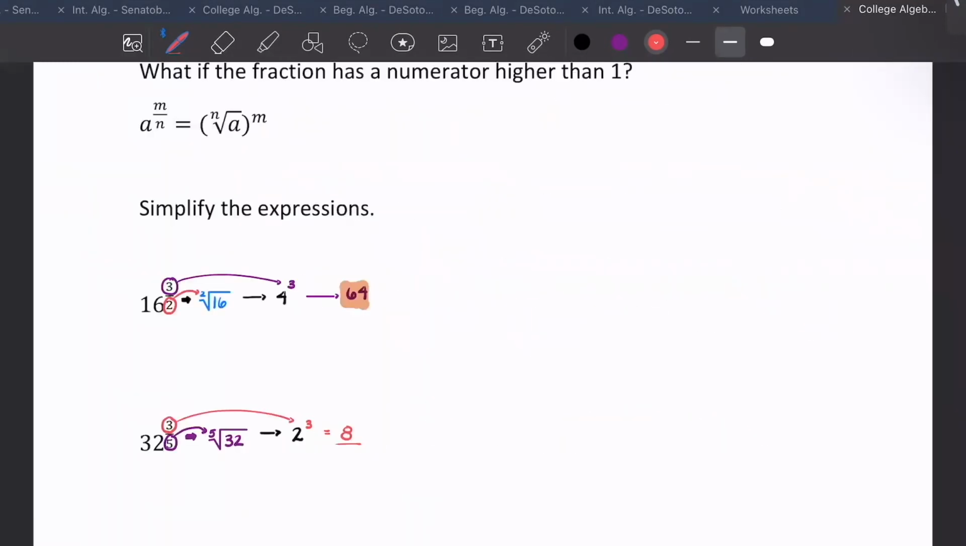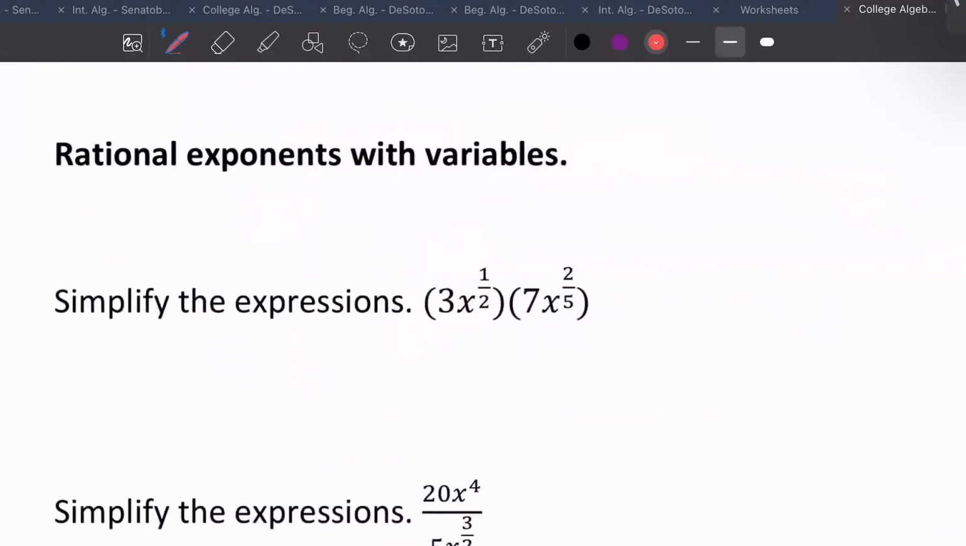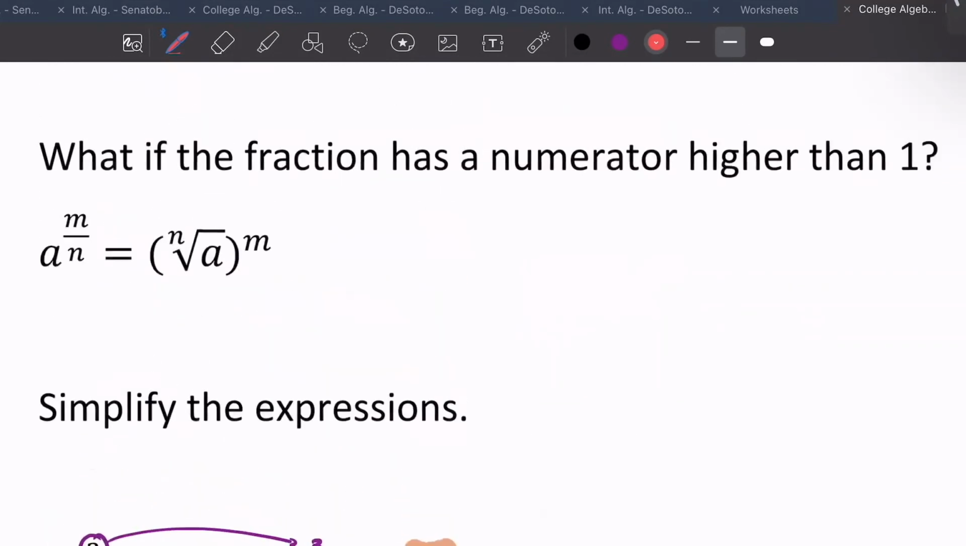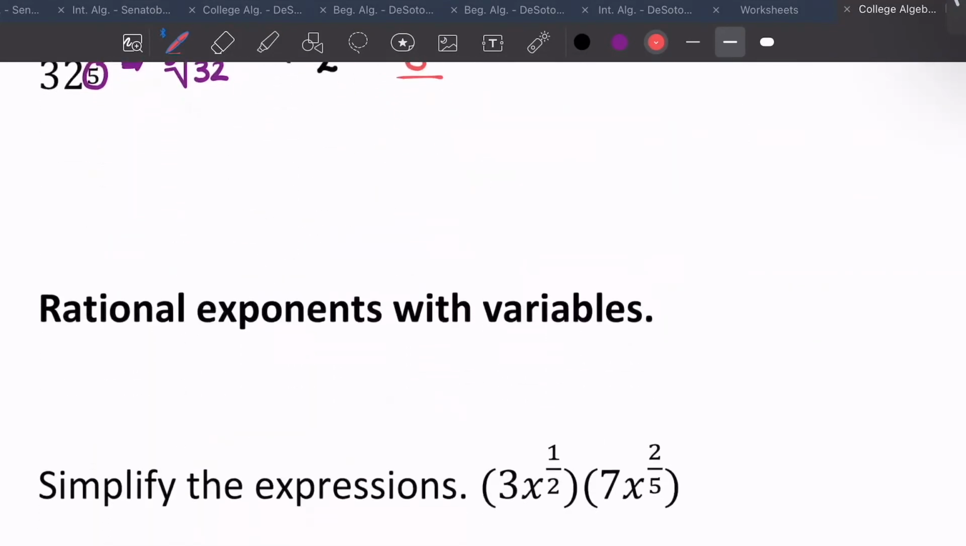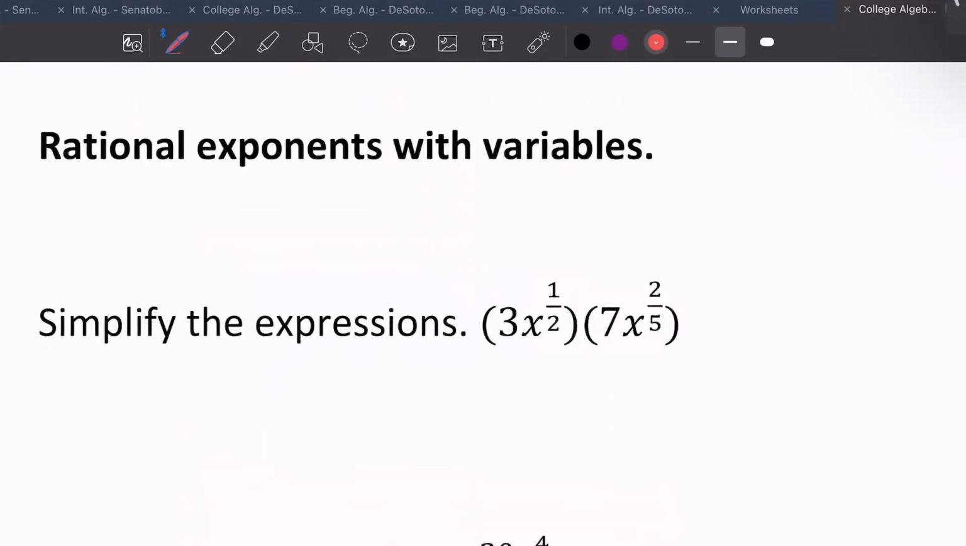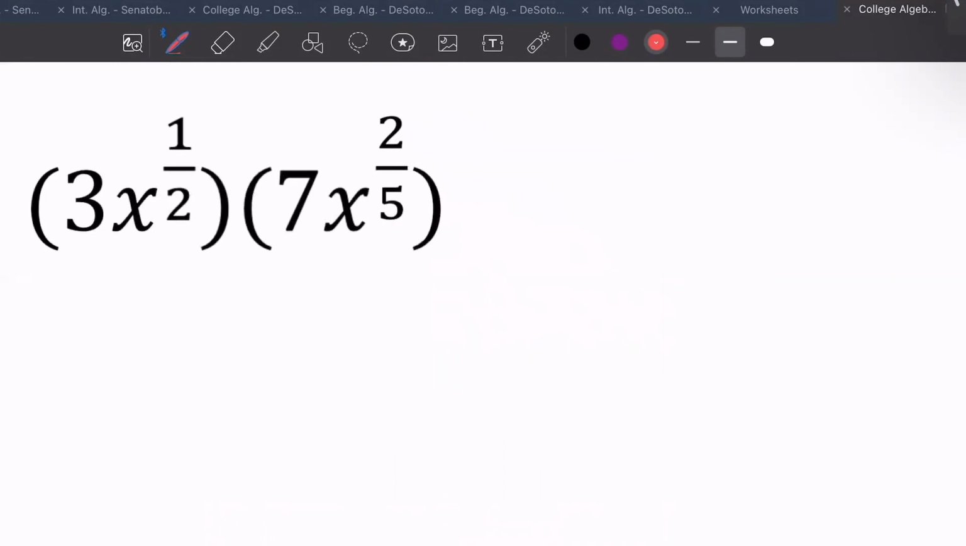Now, let's work with rational exponents with variables. Those were all numbers, right? We didn't have any x's or anything going on in that. We just had numbers. What happens when we have variables? So I give you something like this, and I say simplify the expressions. All right, well, you're multiplying 2 things. And 3 times 7 hasn't changed the fact that that's 21.